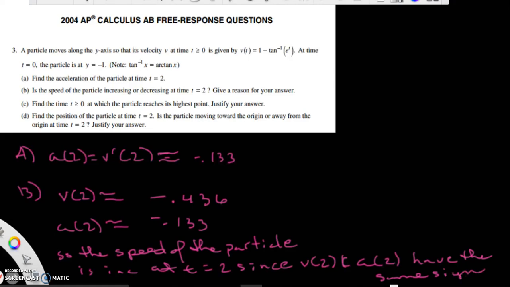Okay, part C. It says, find the time t, t greater than or equal to 0, at which the particle reaches its highest point. Justify your answer. So I would graph this and look to see where it has a max. When you graph this, there's only one point where it has a max, and that's at t equals approximately 0.443.